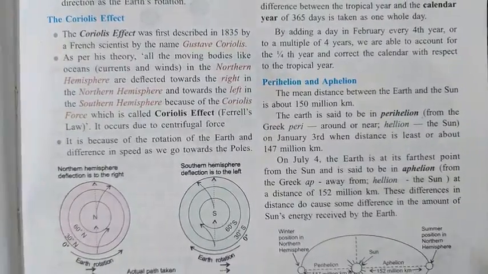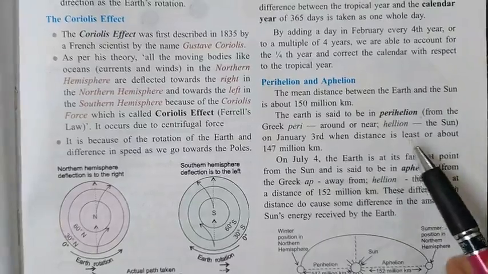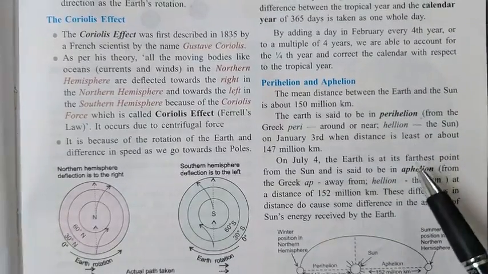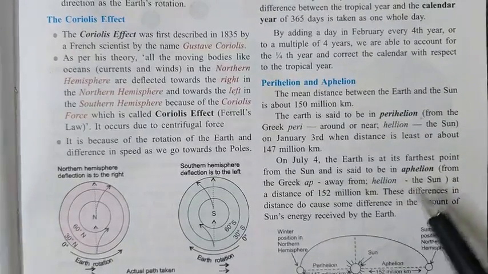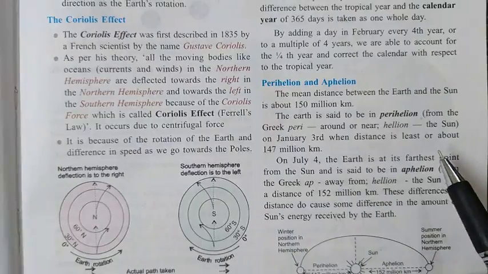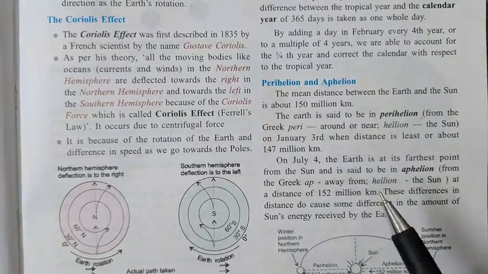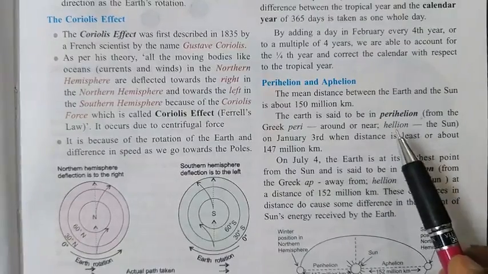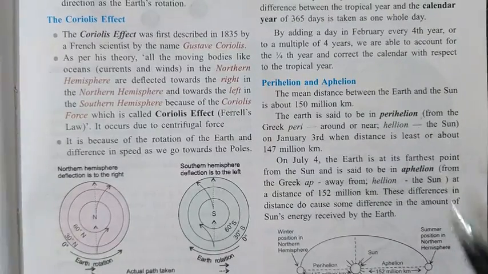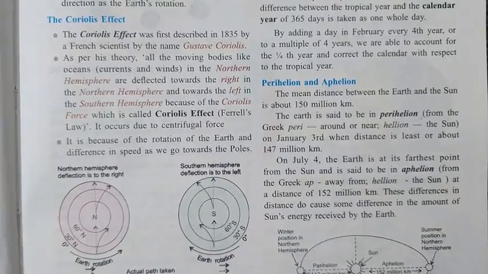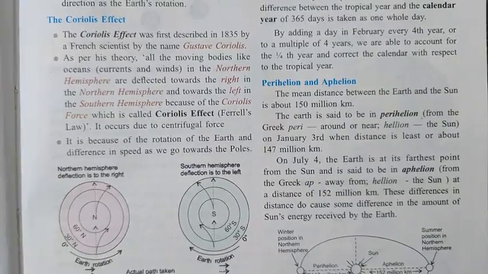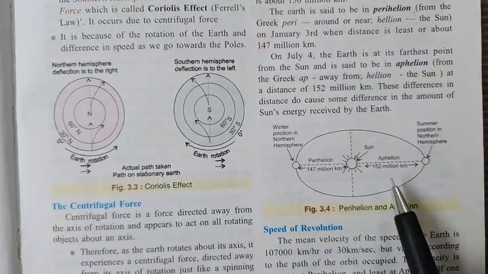The next is the perihelion and aphelion. Let me explain here. The word peri is a Greek word, meaning near. Helion means the sun. So when the earth is very near the sun, that position is called perihelion. While when the earth goes to the farthest point from the sun, it is known as aphelion. Now look at this figure.